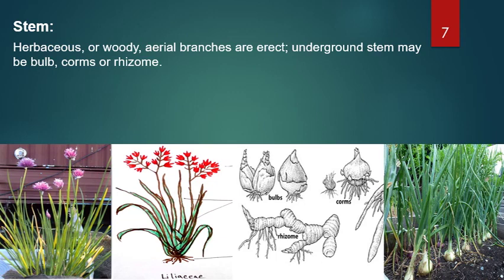It may be in the form of corms. That means a thick, solid, rounded, condensed underground stem with few internodes. And it is also present in the form of a rhizome. It means that this stem is elongated, horizontal, thick and fleshy.